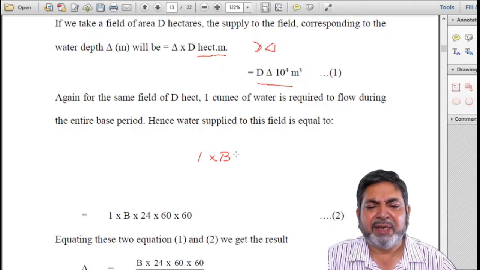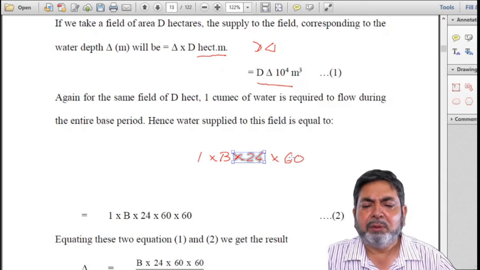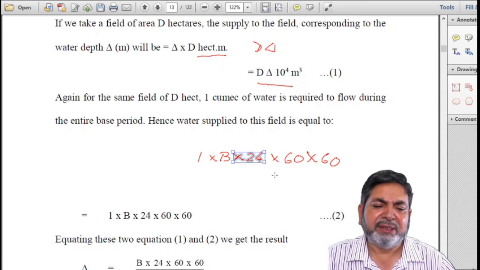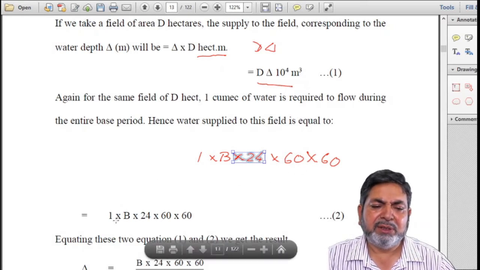So first this has to be multiplied by 24 to convert it into hours, then multiply it by 60. So this has been converted to minutes. Again multiply it by 60 to convert it into seconds. Here you can see here it is written.